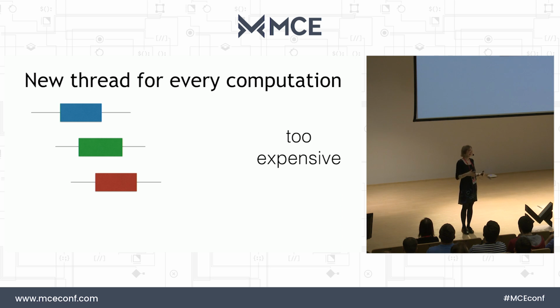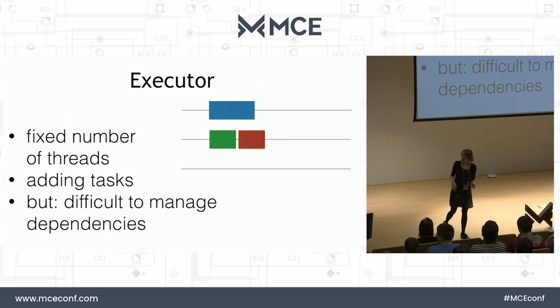A thread needs something around 1 to 2 megabytes of memory, so you just cannot start too many of them. And correspondingly, coroutines are cheap, but we'll see. So this solution doesn't work for us. So what else can we do?